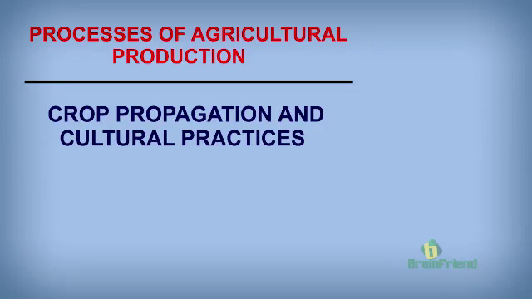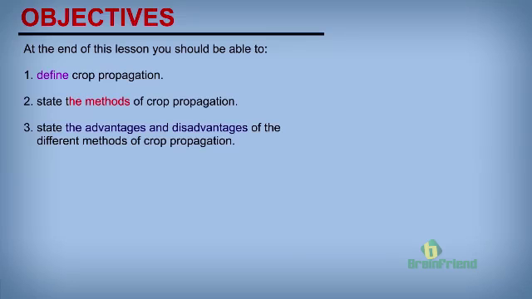The theme of this lesson is processes of agricultural production. And in this theme, we'll be looking at the topic crop propagation and cultural practices. At the end of this lesson, you should be able to define crop propagation, state the methods of crop propagation, and state the advantages and disadvantages of the different methods of crop propagation.